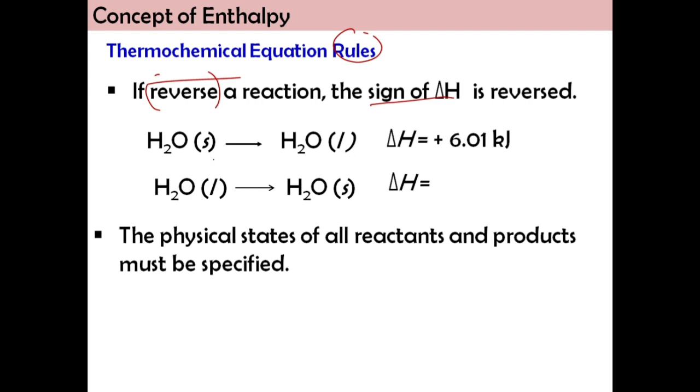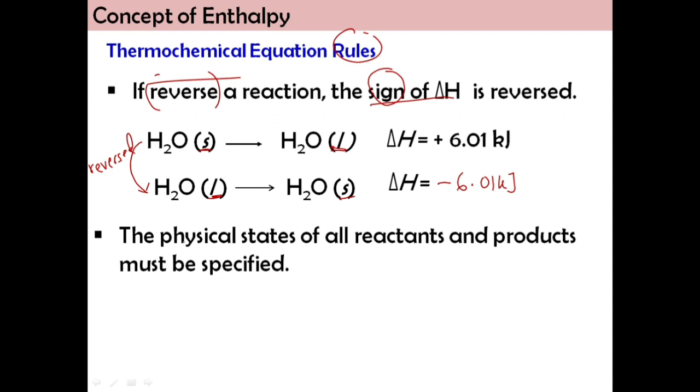So, nampak tak ada reverse? Because mula-mula solid kepada liquid, lepas tu liquid kepada solid. Jadi, daripada original nak ke second equation, dia akan reverse. So, kalau reverse, kita akan tukar the sign. For this one is positive 6.01, so yang equation yang kedua akan jadi negative 6.01 kilojoule. Okay? Jadi, kalau nampak the equation is reverse, so just reverse the sign.